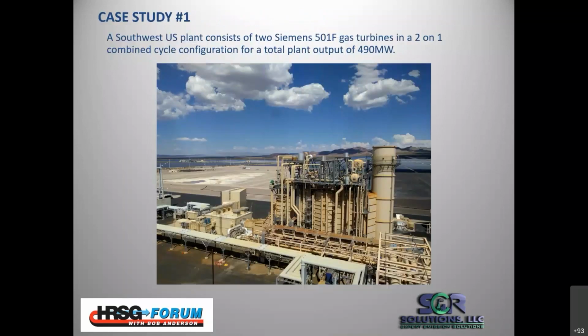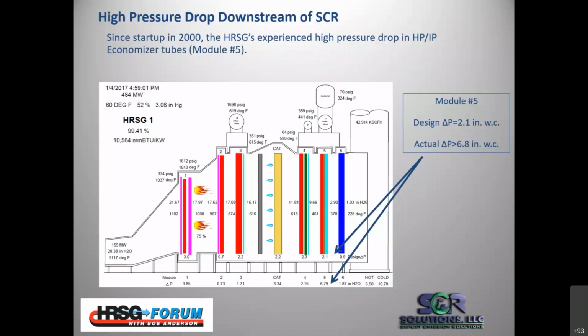So our first case study that we're going to look at here takes into account the test methods that I just mentioned, and then goes further in resolving the issues. This is a combined cycle plant, a 2-on-1 Siemens 501F gas turbine in the Southwest US. The reason we were called in was to address what the customer believed was ammonia distribution issues, which he was right.